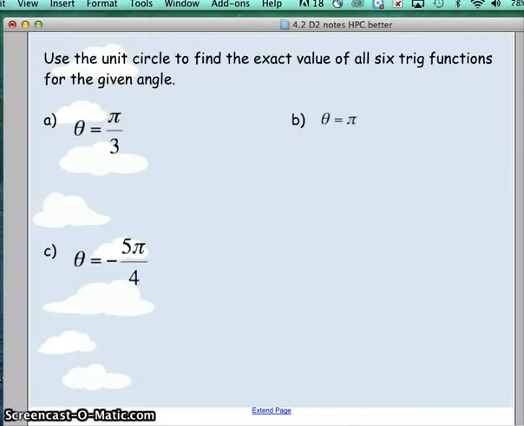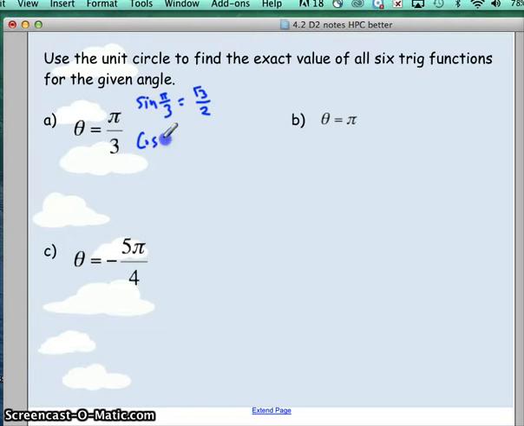Okay, moving on. So if we needed to find the exact value of all 6 trig functions, if we went to pi over 3 on our unit circle, we have the point 1/2, comma, radical 3 over 2. So sine of pi over 3 is the second thing that's listed, and the second thing that's listed is radical 3 over 2.